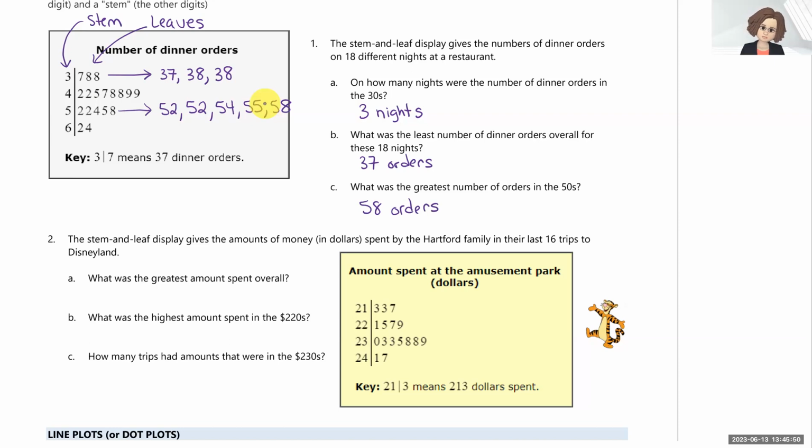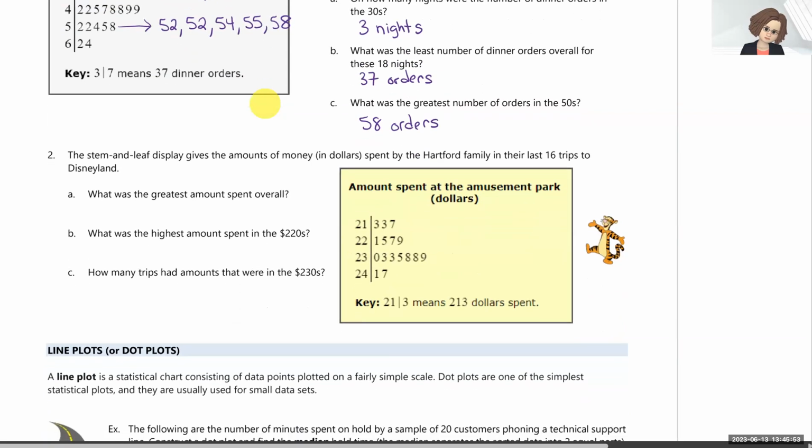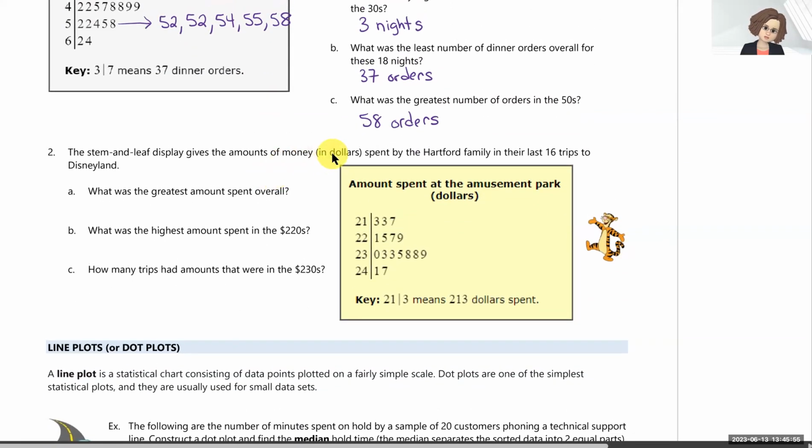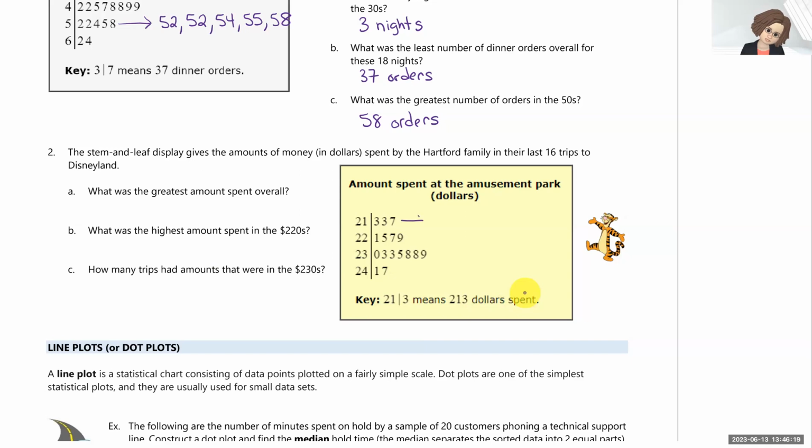Okay, and we'll just do one more here. This stem and leaf displays the amounts of money in dollars spent by the Hartford family in their last 16 trips to Disneyland. And here's how we read this graph. We have our stem and we have our leaves. A stem on this side, 21, with a leaf of 3 means $213 were spent. I'll just go ahead and write this first set the long way. That first one, 21 for the stem and then 3 for the leaf, that's $213.